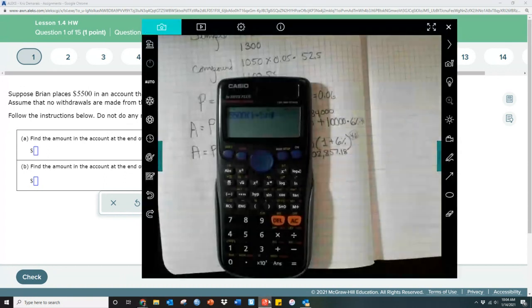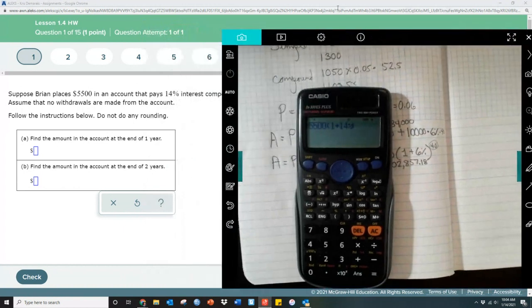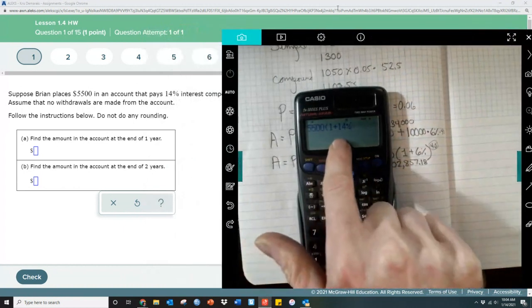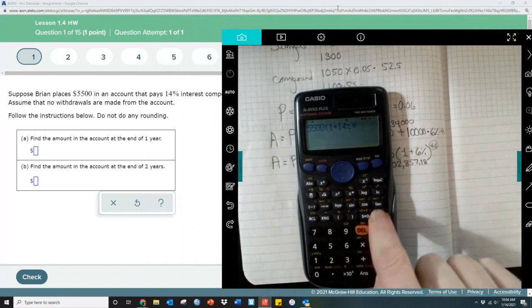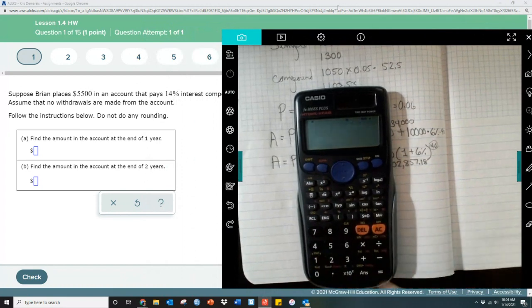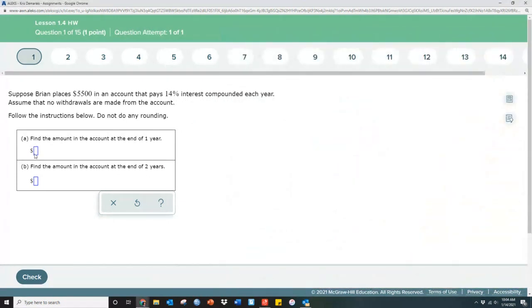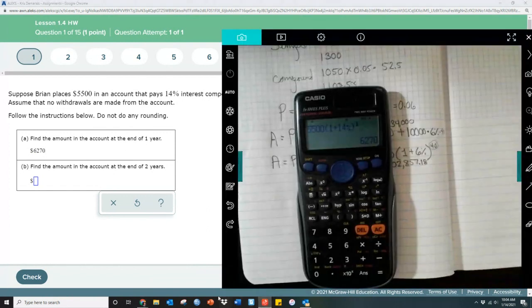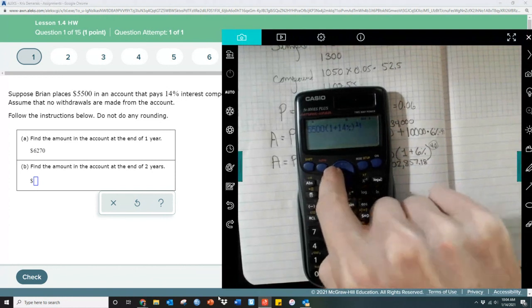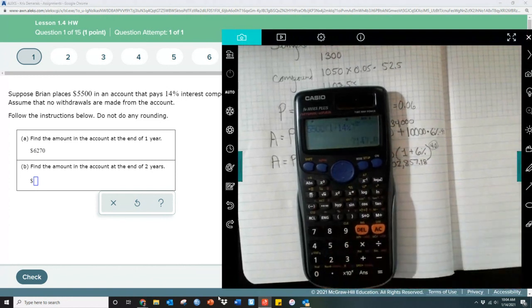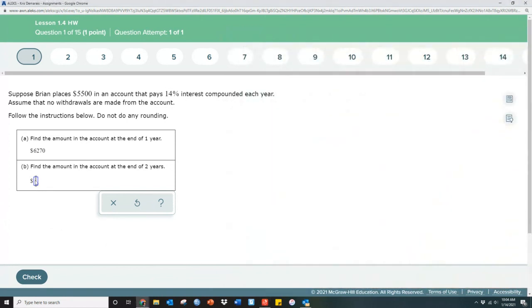I'm plugging it all into my calculator, by the way. So I have the $5,500, and then the 1 plus the 14%, and then I'm going to raise it to the power of 1. And that gives 6270. All right. Now look at this. All I got to do is hit the back button, hit delete 2, and now I don't have to punch it all into the calculator again. So that's 7147.80.